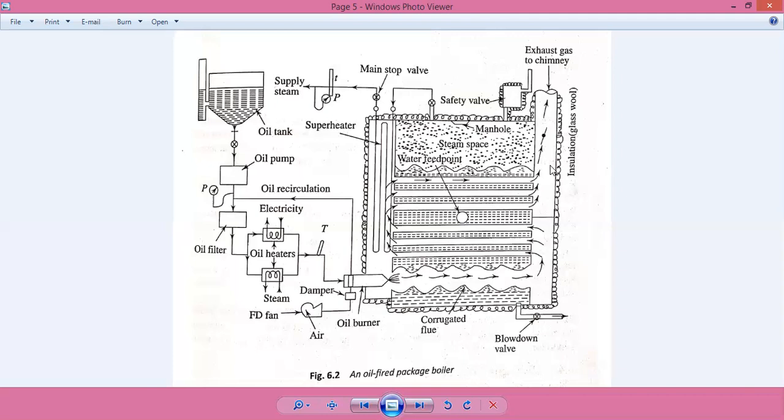Here, the basic difference is that the product of combustion is passing through the flues or tubes and surrounded by the water. This product of combustion, or heated gases, may be formed by burning the coal and sending the flue gases through the tubes, or by burning the oil and sending the flue gases through the tube itself. Tubes are all surrounded by the water, and the heat generated inside the tube itself is being transferred to the water.